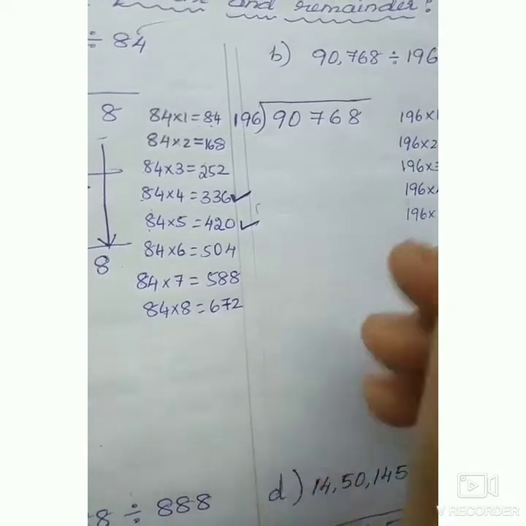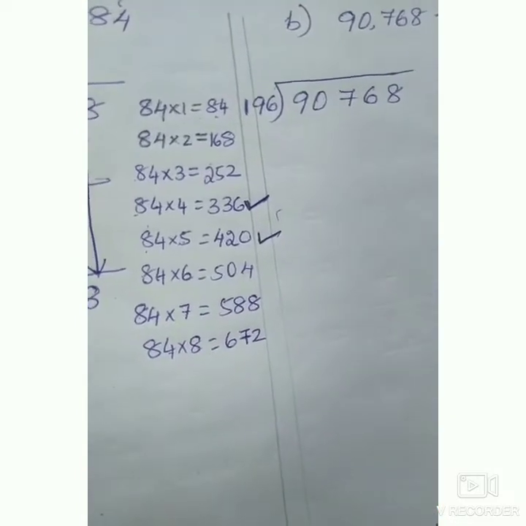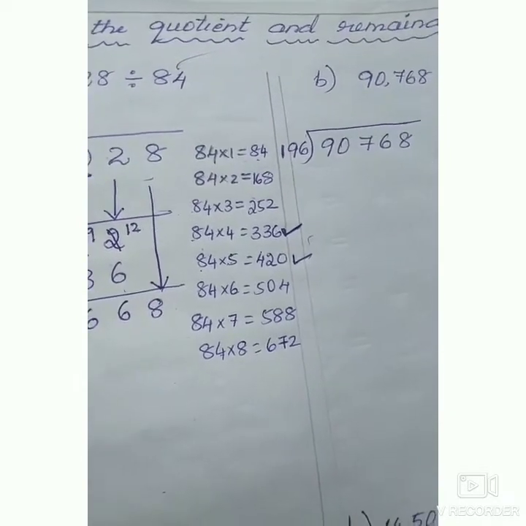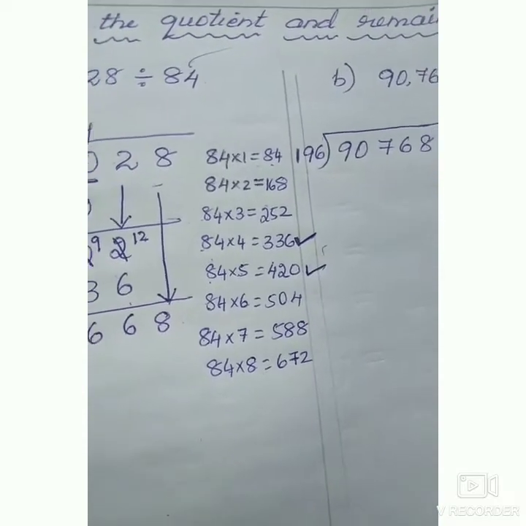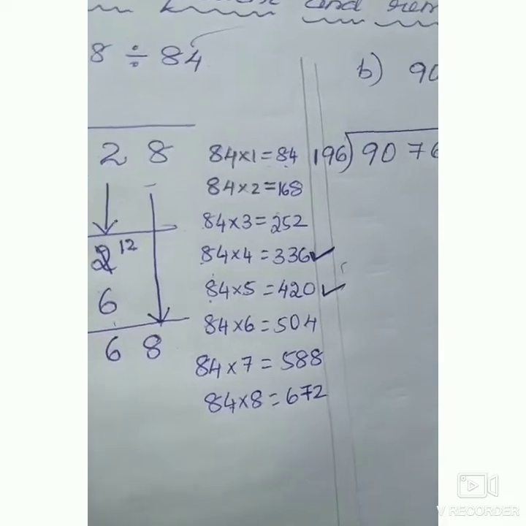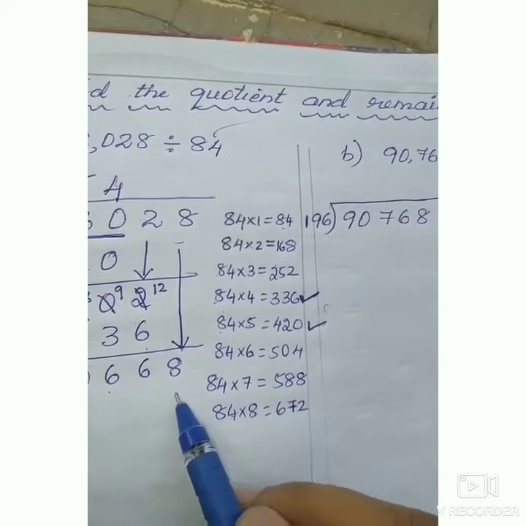If you don't know how to multiply, you can't do the division sum. If you don't know the multiplication tables, you can't do multiplication and division. All are interrelated. If you learn and practice, you can achieve, children. Otherwise, maths is impossible.